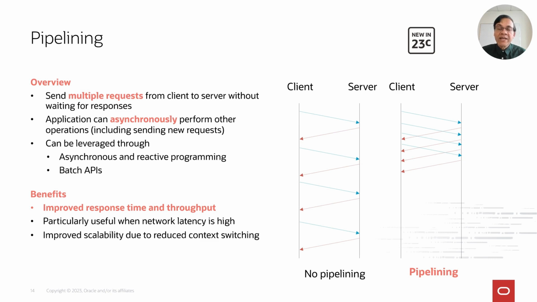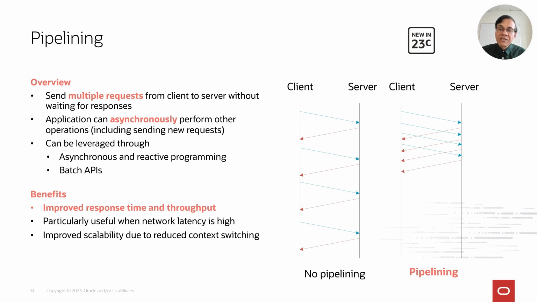Now, what you are providing as a part of pipelining is that you can send multiple requests from client to server without waiting for responses. As you can see in this diagram, a client is able to send multiple requests to the server, and the server is able to process them one after another. As you can see from the diagram, you get a much better response time with pipelining compared to no pipelining. So what it results in is a highly improved response time and throughput with pipelining, particularly when the network latency is high, and you also get improved scalability.